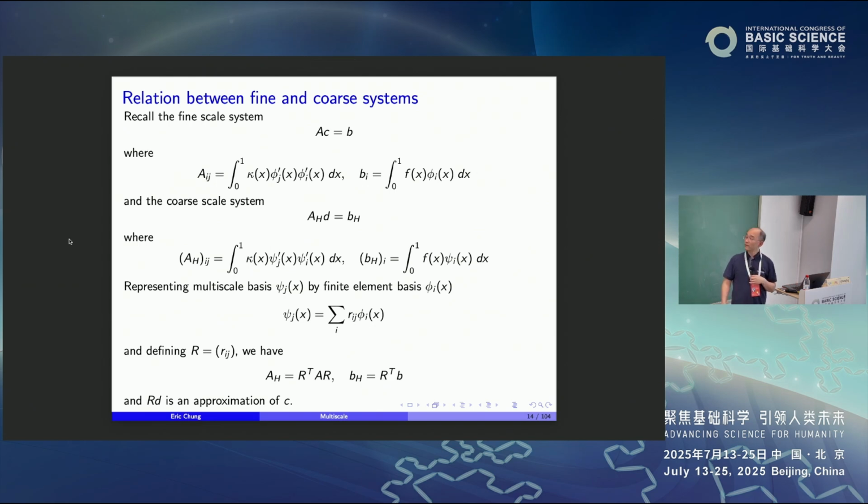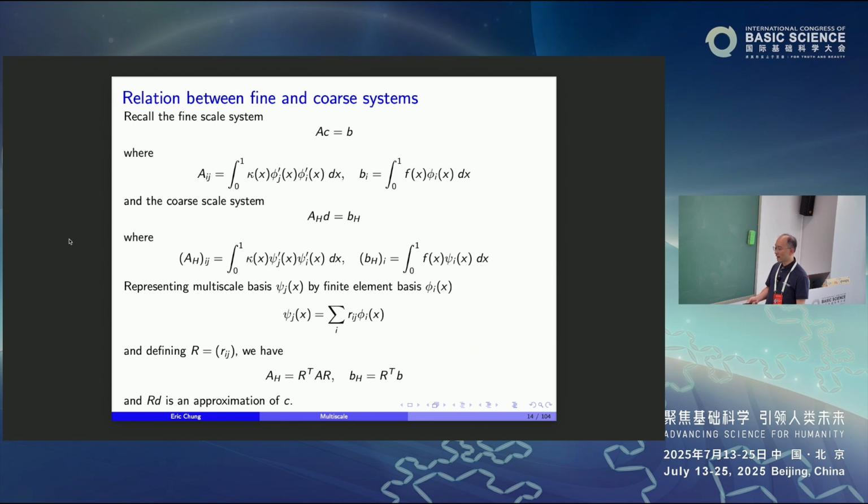Now, before the end of this introduction, I try to give a relation between the fine and the coarse systems. Recall that AC = B is the original linear system from the standard finite element scheme, and keep in mind that this system is very large. What you will see after we apply this multiscale finite element scheme, at the end, is that we have a linear system that looks like this.